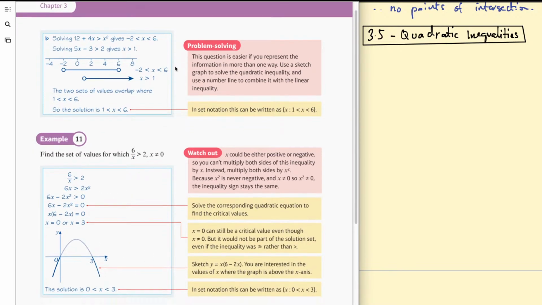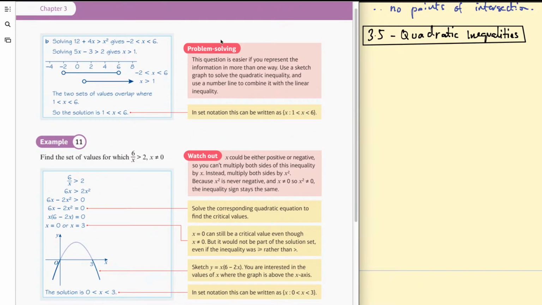So anyways, you can see here with the linear equation, they drew a number line here, and they have the set of values for the quadratic and the set of values for the linear equation. And you want where the two sets of values overlap, which is 1 to 6 in here.